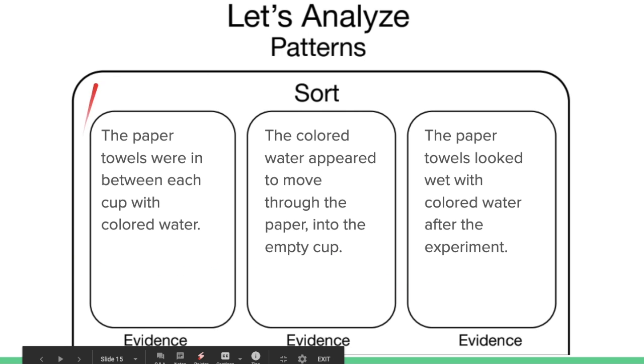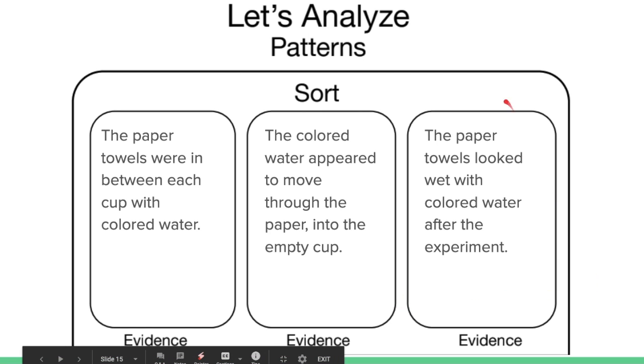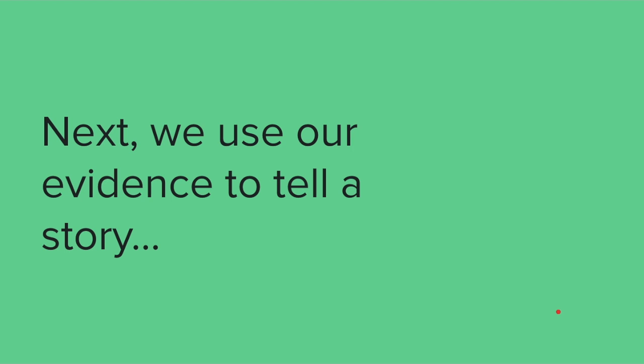So these are our pieces of evidence that we have sorted step by step. So this happened first, this happened second, and this happened lastly. You don't have to do that necessarily when you do something, but just logically, it's going to make the most sense to put it in order, right? That's how we're going to tell a story. So next, we use our evidence to tell a story, like I just said.